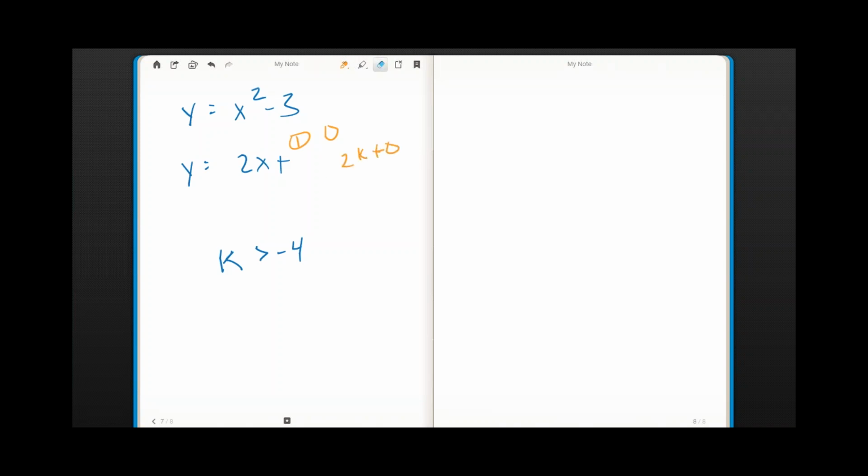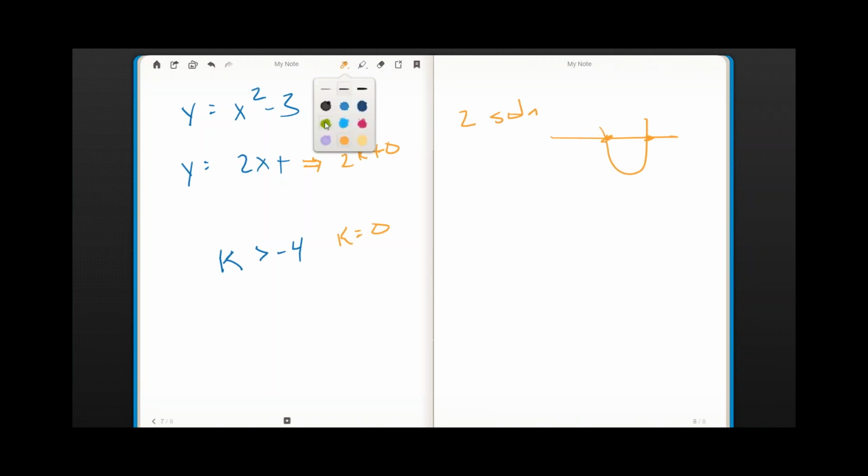0 is certainly greater than -4, and so I expect to graph that and get two solutions. There'll be a parabola and there'll be a line, and the line will touch twice.